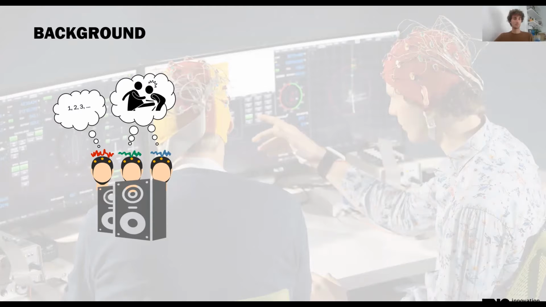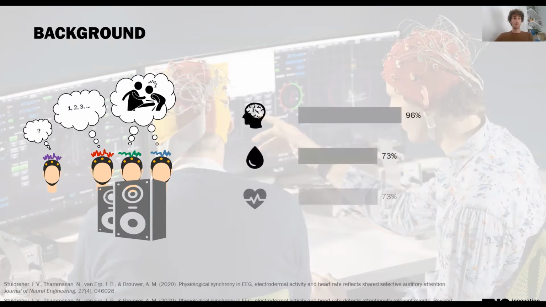Our research question for them was, what if we pick one individual out of this group, of which we then don't know the attentional state? Can we determine the attentional state based on physiological synchrony with the two groups with known attentional focus? And as the results on this slide show, we could do that very well, especially for EEG, in which 96% of the 26 participants could be correctly identified.